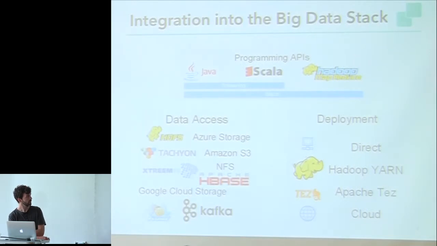And concerning data access, of course, we can use HDFS, but we're not dependent on it, and there are a bunch of more ways to access data in the cloud. And on the deployment side, you can also run Apache Flink directly, but also on top of Hadoop YARN or Apache Tez or in some other cloud environments.